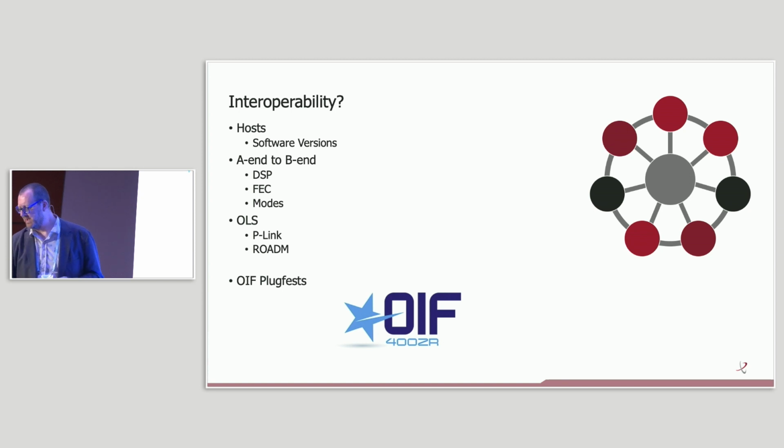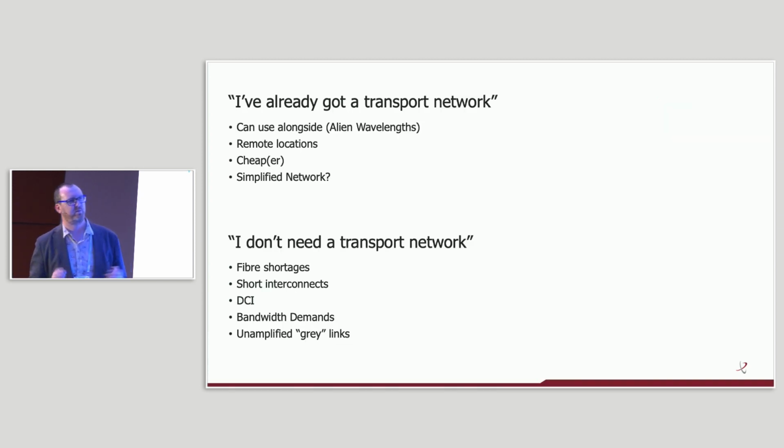So, a couple of application scenarios. Why do you need this? Well, I've already got a transport network. Why would I want to buy this? Well, you can use this as alien waves on an existing system, get to remote locations, and it should be cheaper to build. You're not building a transport network anymore. You've got a transport network in an optic. Talking about capacity and the growth of data, it's pretty clear why we need this.